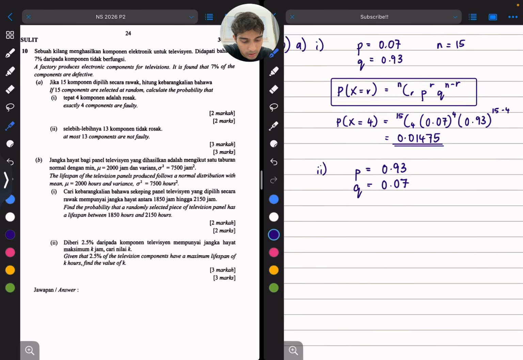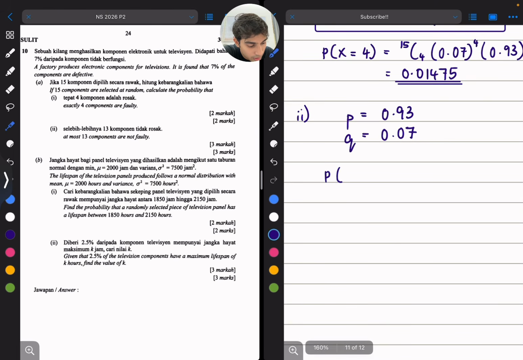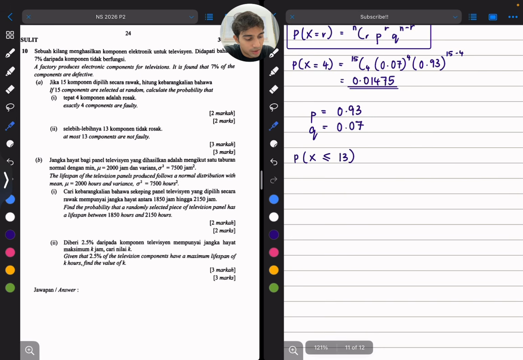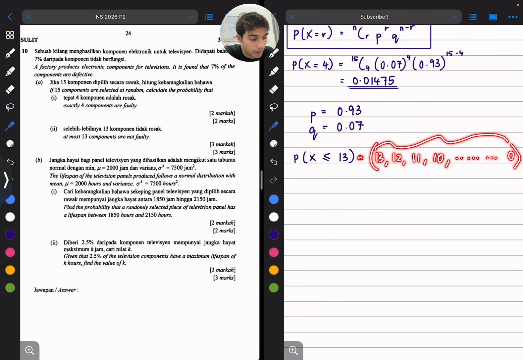So here we want at most. At most means less than or equal to 13. At least means 13 or more. At most means 13 or lesser, that means the maximum can be 13. So to find this probability you have to find the probability of 13, 12, 11, 10, 9, 8, 7, 6, 5, 4, 3, 2, 1 until 0, which is a lot of calculations. Basically you have to do all these and add them up. Obviously we're not going to do that. We are going to do the shortcut.